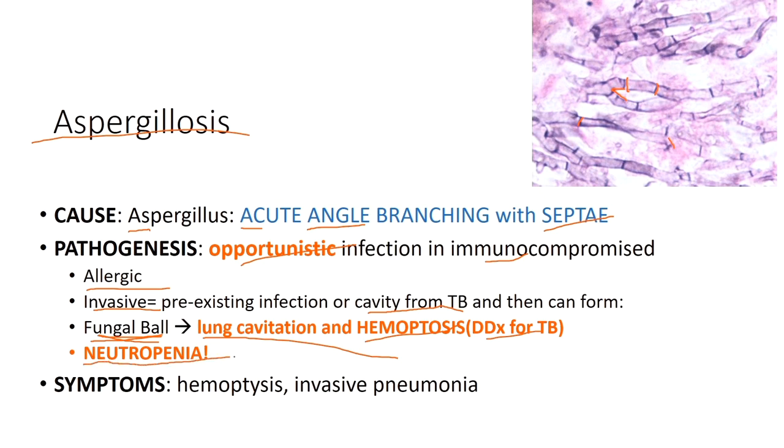But key feature here, neutropenia. If you remember that you have some cavitation in the lung with hemoptysis and neutropenia, you have aspergillosis. That neutropenia is so key. That will get you so many questions on microbiology exams, not to mention your pathophysiology of infections exams. This is a key feature that helps you pick this guy over any other ones. You also have the hemoptysis and invasive pneumonia. It's just the basic symptoms.